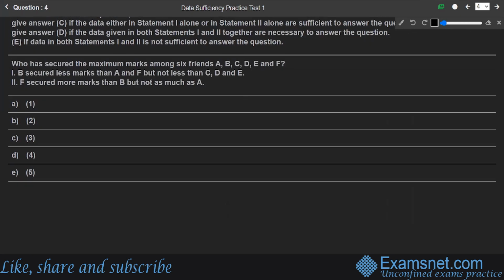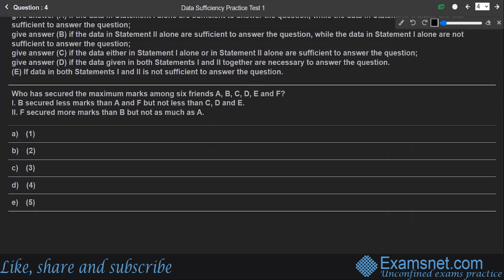Now, in the same way of answering the question, let us see the next question. Who has secured the maximum marks among six friends A, B, C, D, E, and F? Who has scored the maximum? Let us explore statement number 1. Statement number 1 says B secured less marks than A and F. So A and F can be in any order, but it is clear that B has secured less marks.